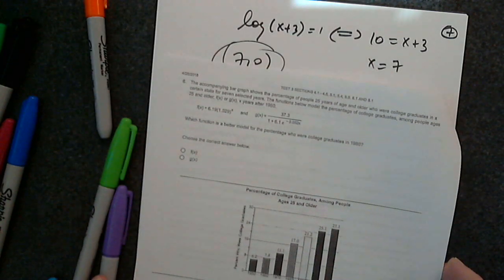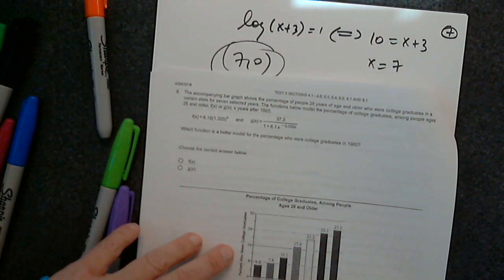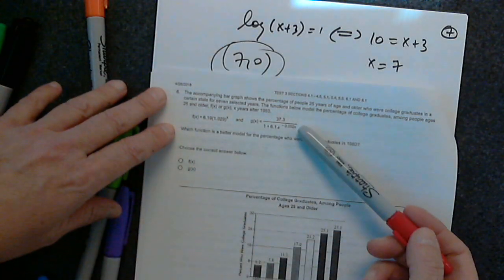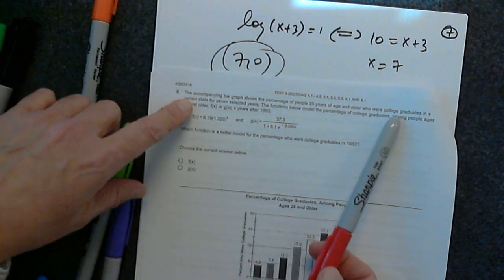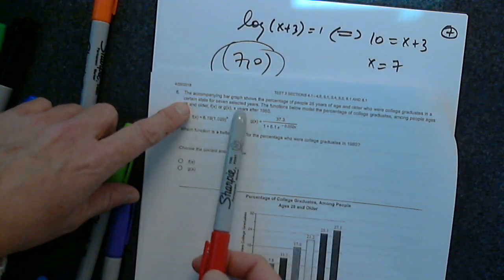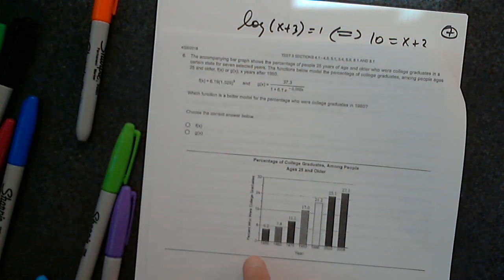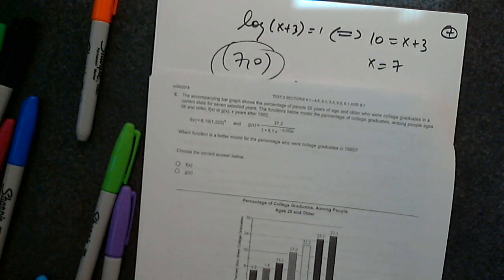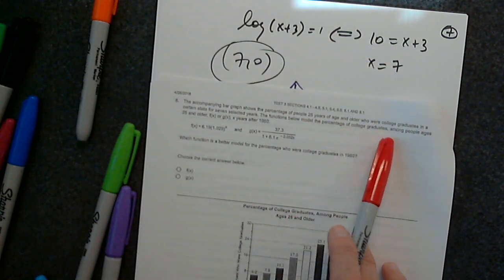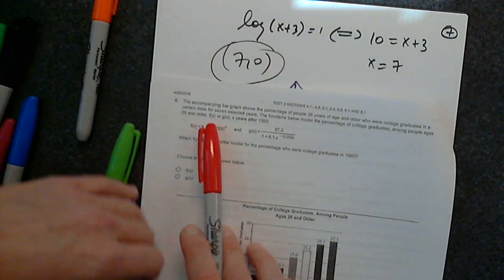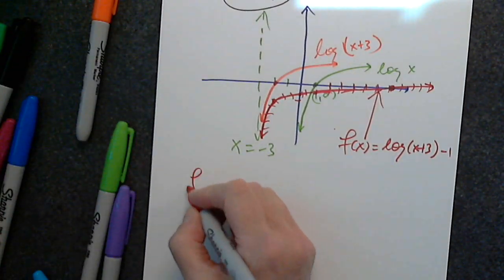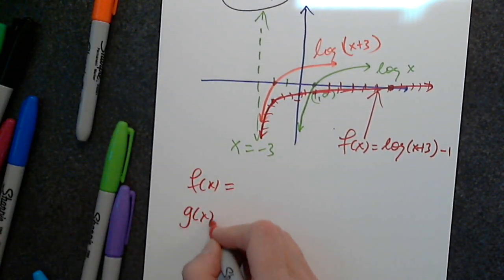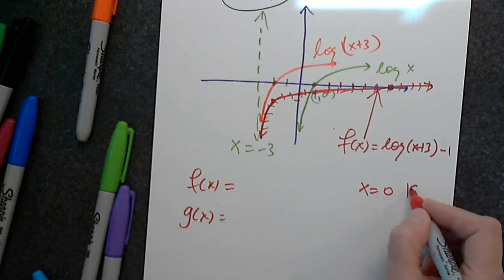Okay, problem 6. So we have a bar graph here, and we have two functions. The bar graph shows the percentage of people 25 years of age and older who were college grads in a certain state for 7 selected years. So 1950, 60, 70, 80, 90, 2000, and 2006. The functions below model the percentage of college graduates among people ages 25 and older, F and G, x years since 1950. So I will write f of x and g of x, and I will say x equals 0 for 1950.